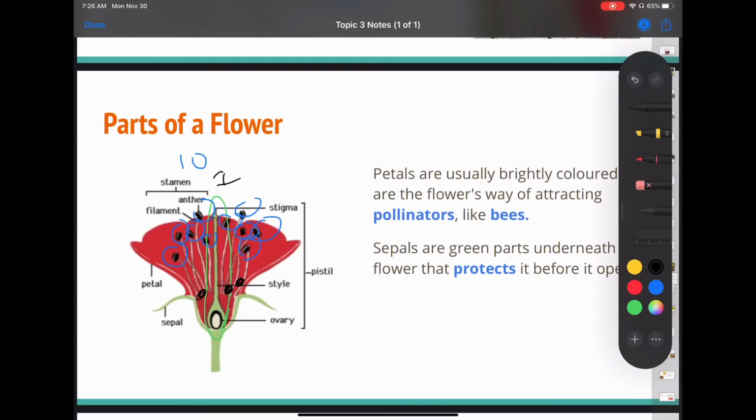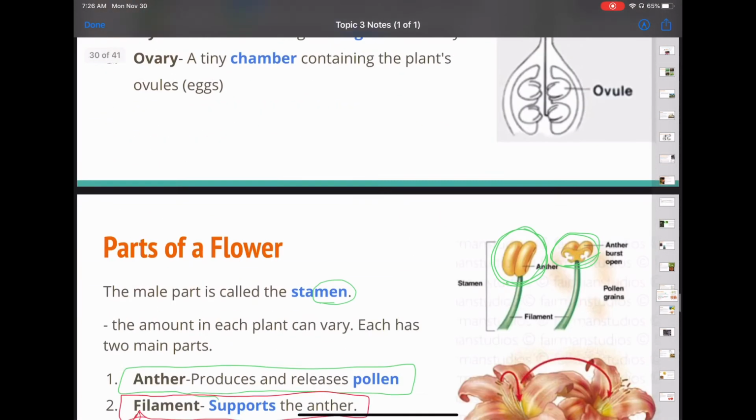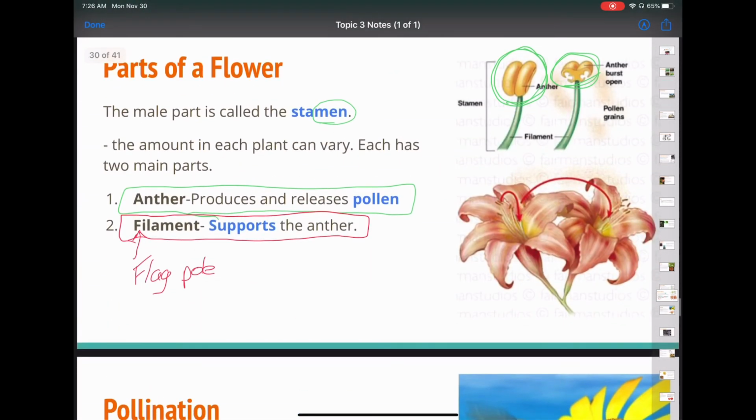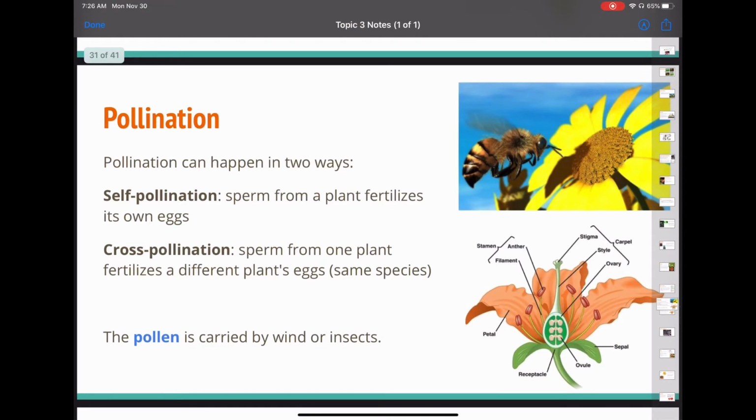So again, we definitely want our anthers to be up high. It gives it the best chance of moving its pollen. And to do that, it needs its flagpole, or its filament, to actually hold it up. So we talked about this a little bit earlier, but we're going to go just one step deeper now.